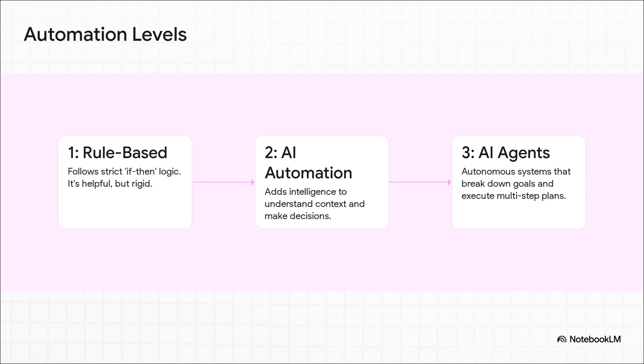One level up, and this is the sweet spot, is AI automation. This is where your workflow can actually understand context, like figuring out if an email is positive or negative. And then at the very top, you have AI agents. These are the future, systems that can plan and execute complex goals all on their own.